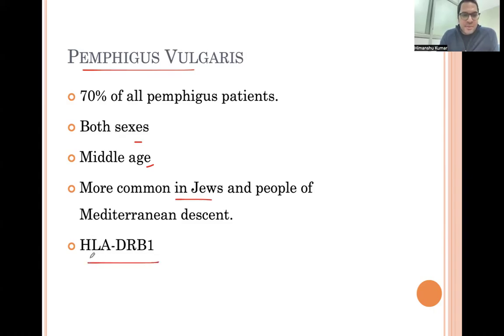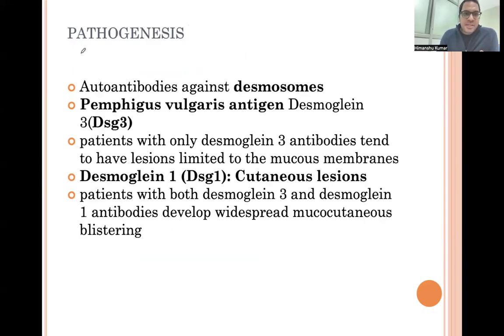Genetically, this is important for your MCQs. It is somewhat associated with HLA-DR1. Now, the pathogenesis is antibodies against desmosomes. So we discussed these desmosomes which bind the keratinocytes together. When the antibodies attack, the keratinocytes separate, they start floating, and then cause the pemphigus condition.